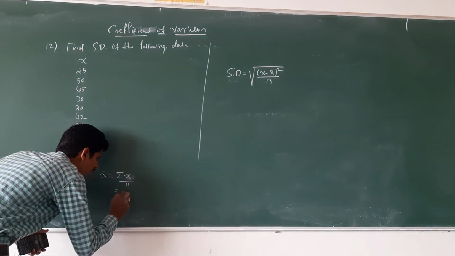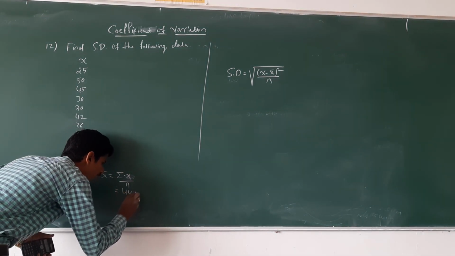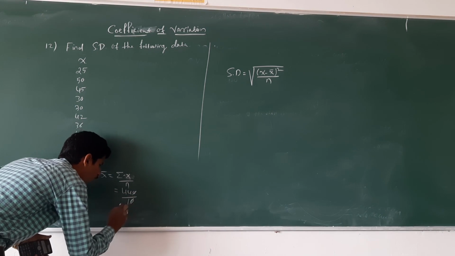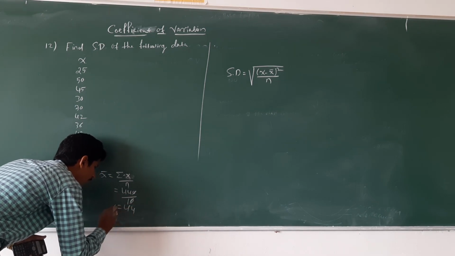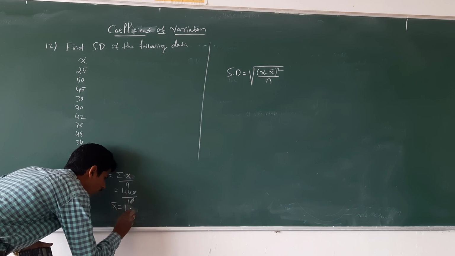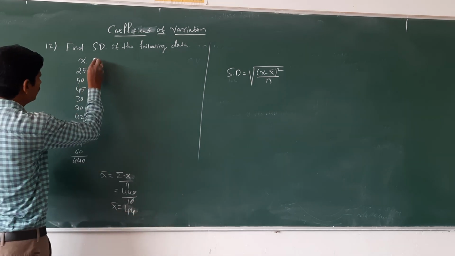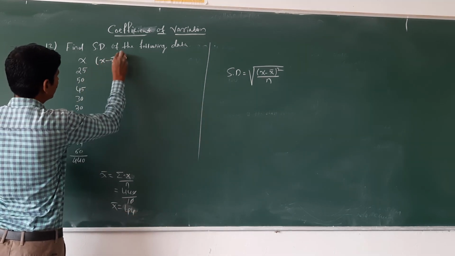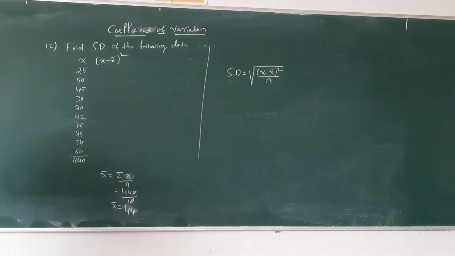Then substitute the values: x bar equal to 440 divided by 10. Then we will get 44. X bar value is 44. The next step is what? X minus x bar, whole square.